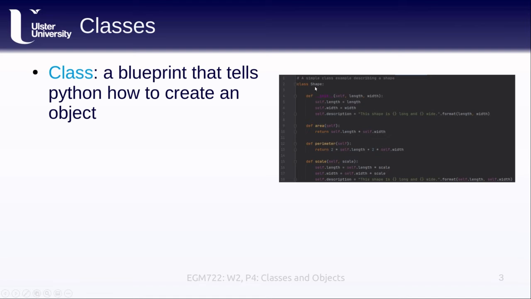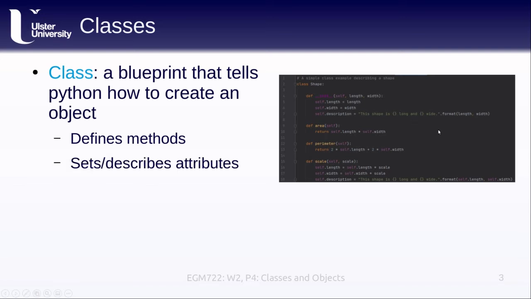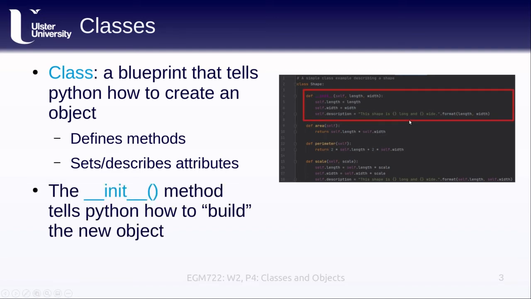You notice that the class starts off with a header, very much the same that functions start off with a header, or loops that we discussed last week. So we have the class keyword and then a colon ending it. So this class that we're defining also defines the different methods that are associated with the class, and we also tell Python how to set or describe the different attributes that this class should have.